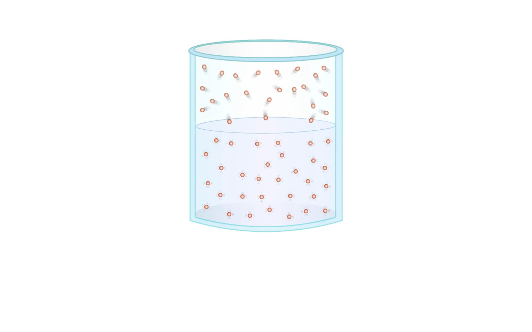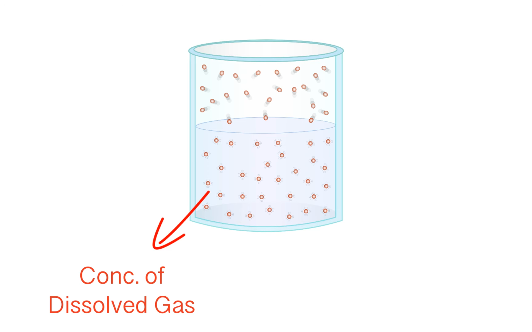The amount of gas dissolved in the liquid phase is a product of partial pressure of the gas within the liquid phase and the solubility of that gas for the liquid.